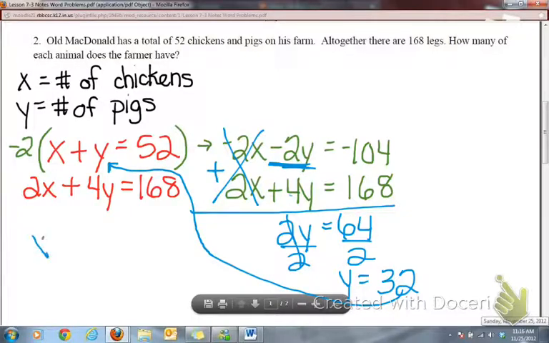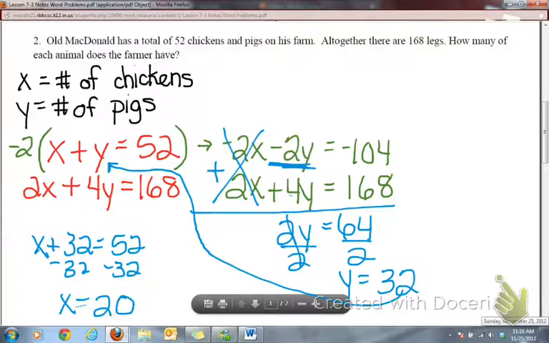So you have x plus y, which is 32, equals 52. Well, subtract the 32, and x equals 20. So there we go. Now we are ready to write our sentence.